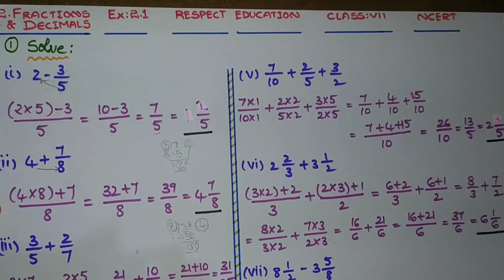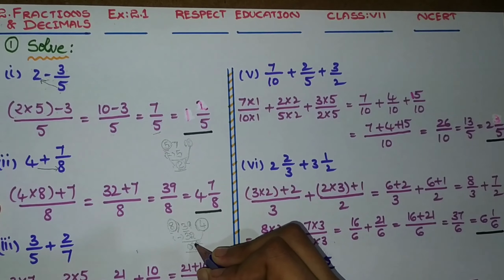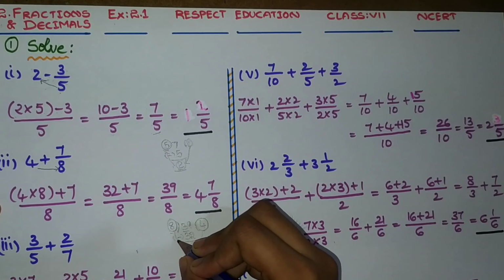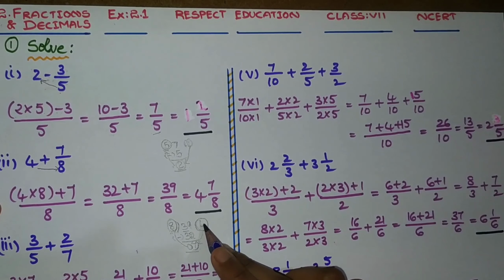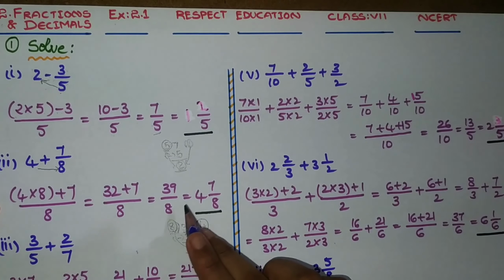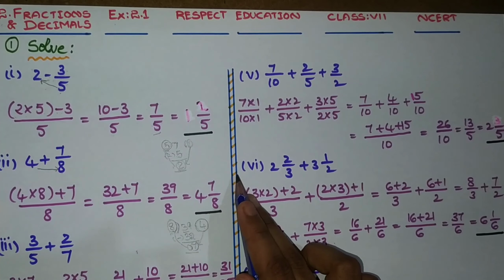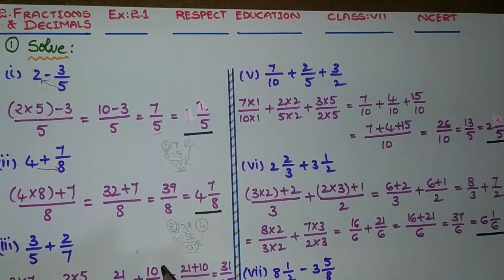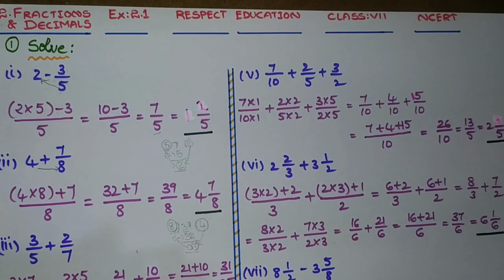These are the numbers. So we should write it as 4, 7 by 8. See here, 4, 7 by 8. Here 4 is the whole number, 7 is the numerator and 8 is the denominator. Therefore the answer for this question, 4 plus 7 by 8, is 4, 7 by 8. Is it clear, friends?